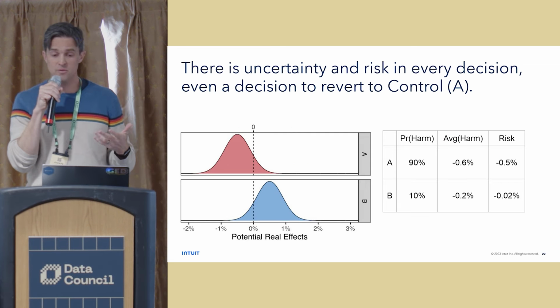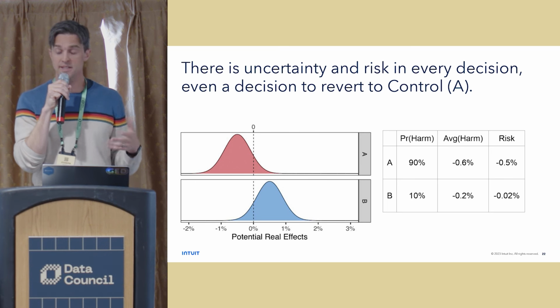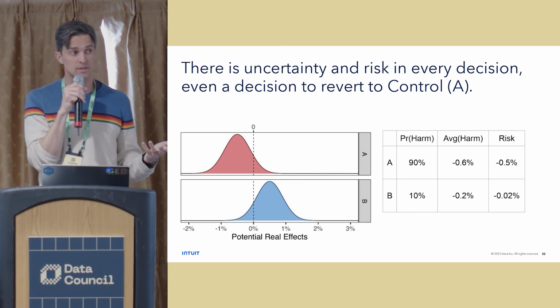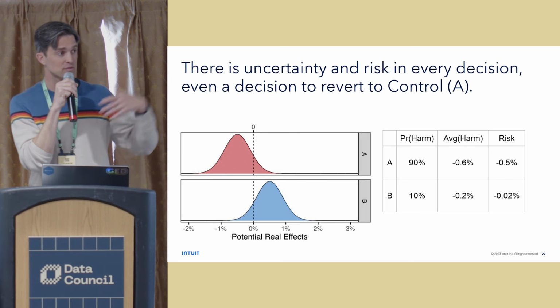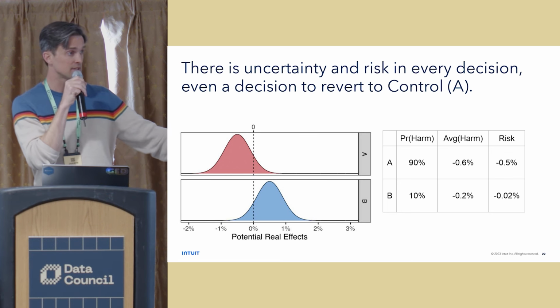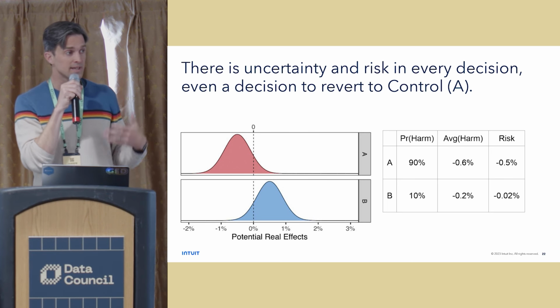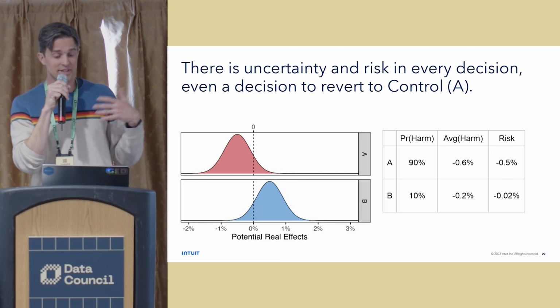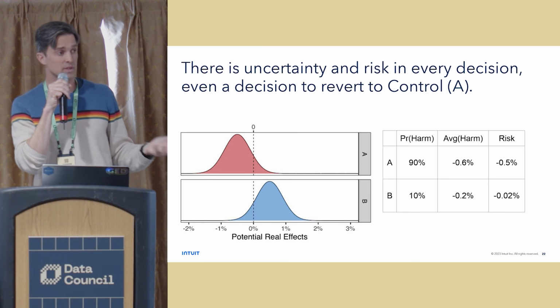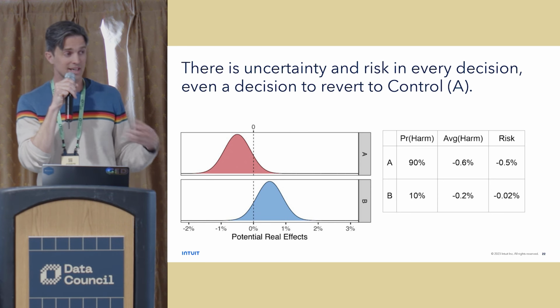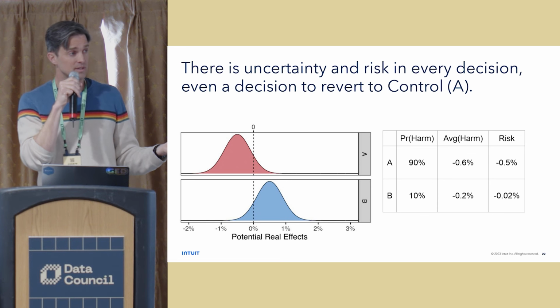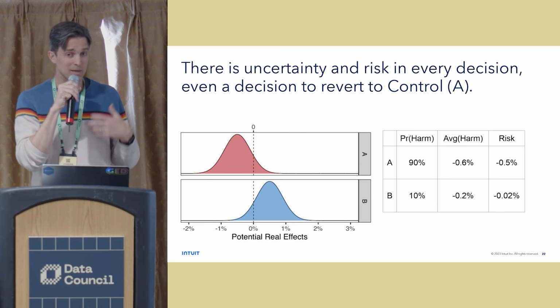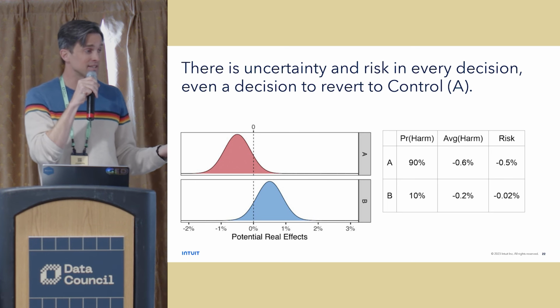And there's uncertainty and risk in every decision that we make, even if you're choosing to revert to control. A lot of times in a significance test, reverting to control is the default. It's considered the safe course of action. In business, it's often not the safe course of action. In this case, I have a 90% probability of harm if I revert to control, and the expected loss for reverting to control is a 0.5% loss on conversion. Whereas if I roll out the treatment, I'm only expecting a loss of 0.02% in the unlikely event that I'm wrong.